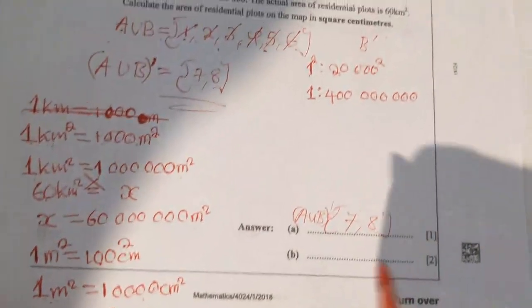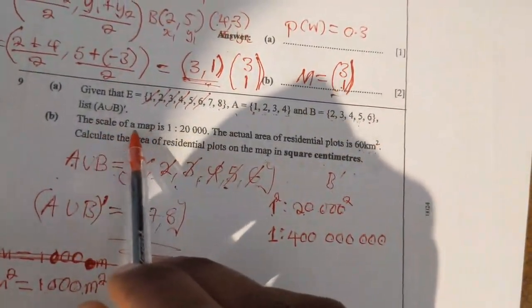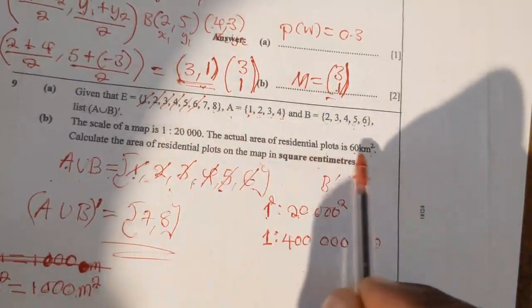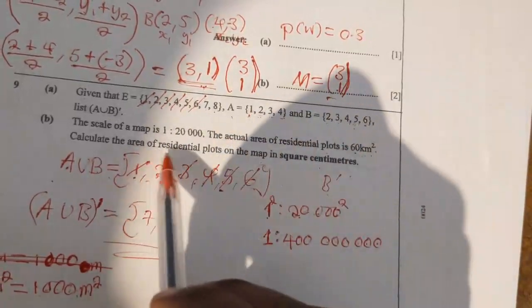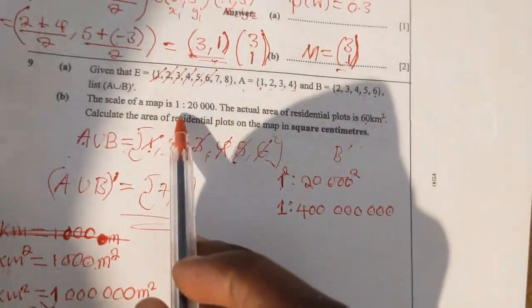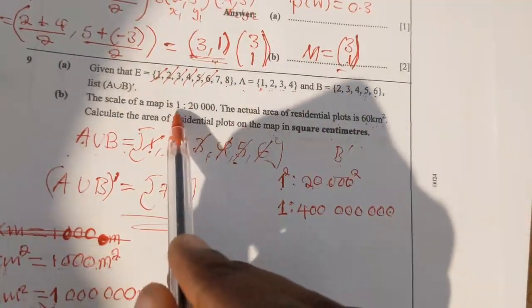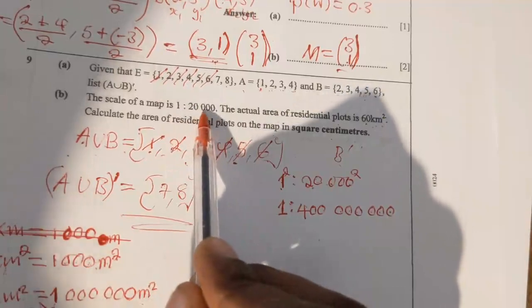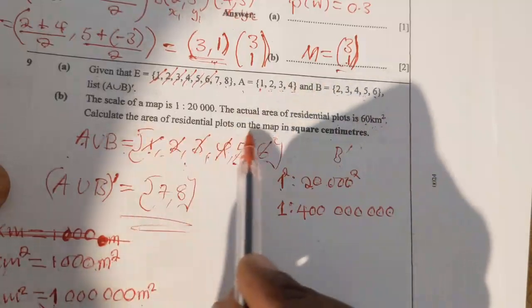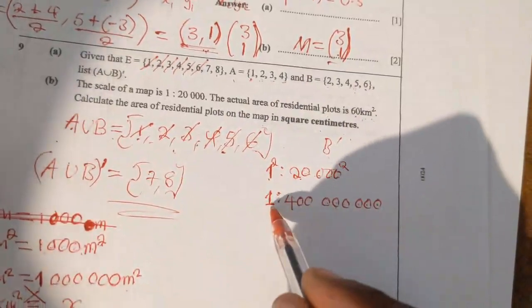Now the question is saying that the scale of a map is this one, and the area of the actual residential plot is this. Calculate the area of the residential plot on the map in square centimeters. So here it is on the map, here it is actual. What you are looking for is the residential plot on the map. The actual, here we have this.